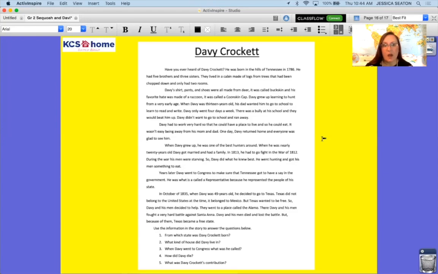Davy grew up learning to hunt from a very early age. When Davy was 13 years old, his dad wanted him to go to school to learn to read and write. Davy only went 4 days a week. There was a bully at school, and they would beat him up, and Davy didn't want to go to school, and so he ran away. Davy had to work very hard so that he could have a place to live and so he could eat. It wasn't easy being away from his mom and dad. One day, Davy returned home and everyone was glad to see him.